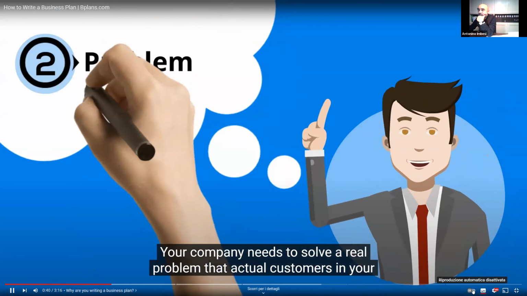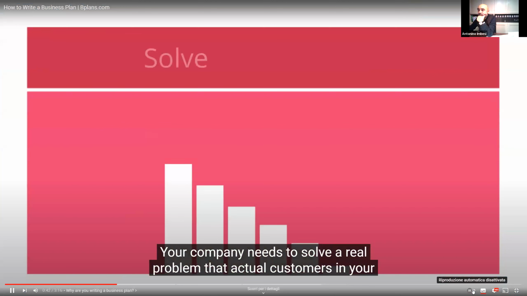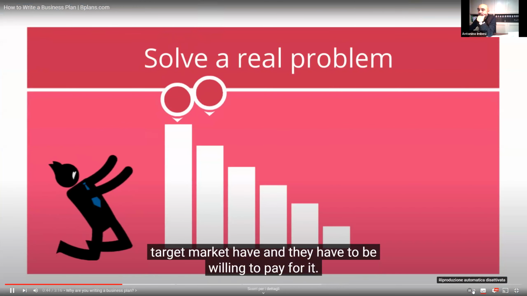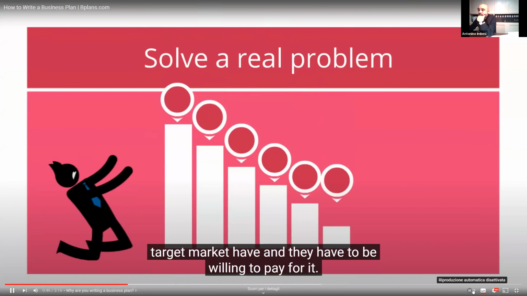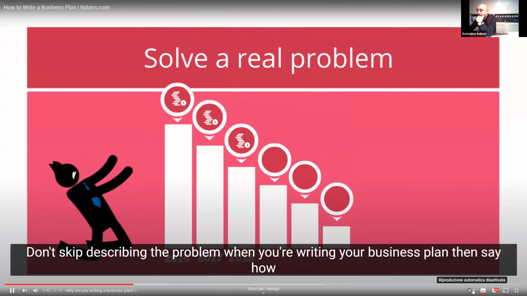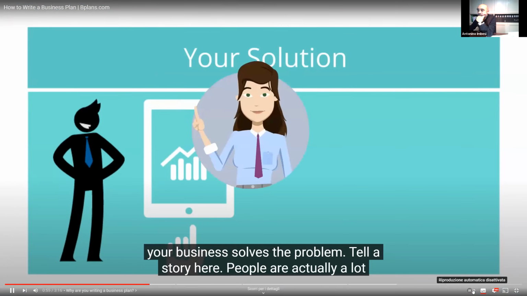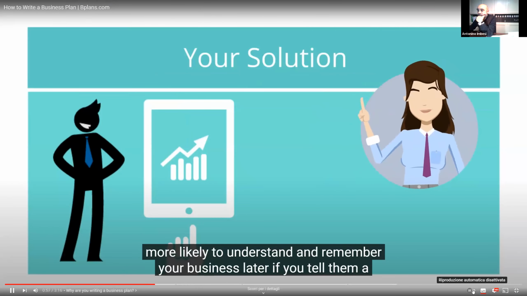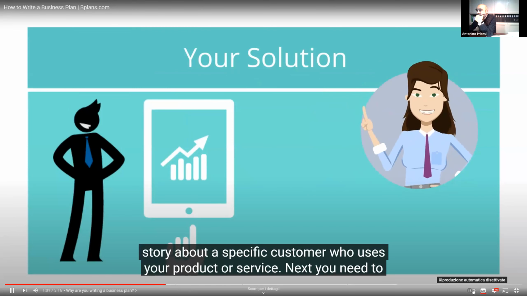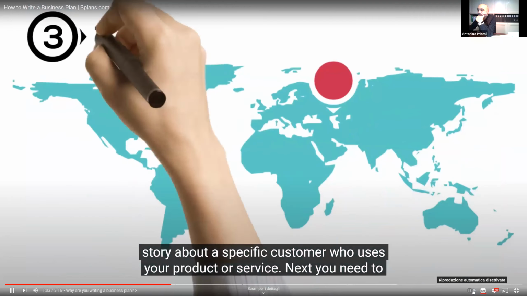Next is the problem and solution section of your business plan. Your company needs to solve a real problem that actual customers in your target market have, and they have to be willing to pay for it. Don't skip describing the problem when you're writing your business plan. Then say how your business solves the problem. Tell a story here. People are a lot more likely to understand and remember your business later if you tell them a story about a specific customer who uses your product or service.